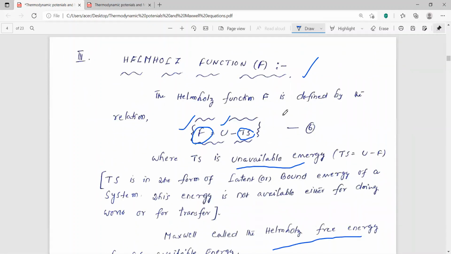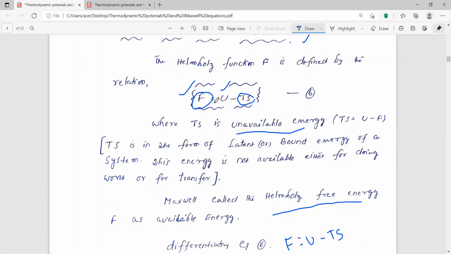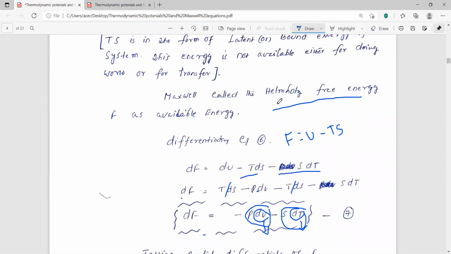So the Helmholtz function can be defined by the relation F equal to U minus TS. This TS is unavailable energy in every system, usually not available either for doing work or for transfer. So if you subtract this from the internal energy, then you can get the available energy of the system. That is why this Helmholtz function can be called Helmholtz free energy.